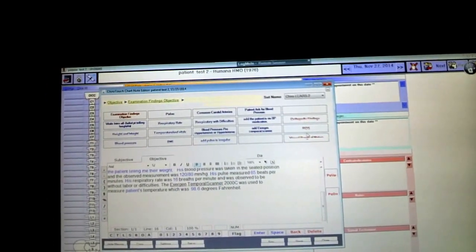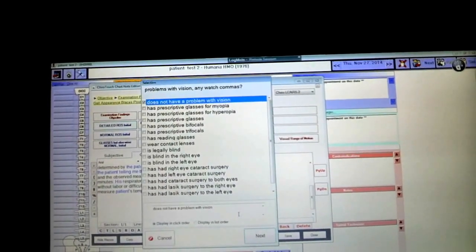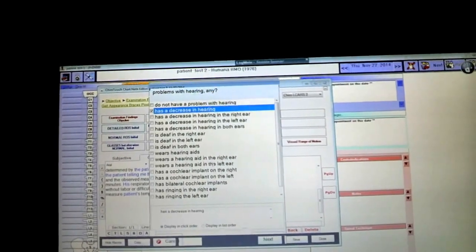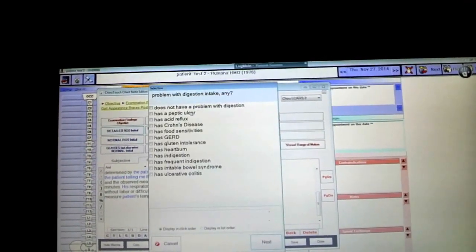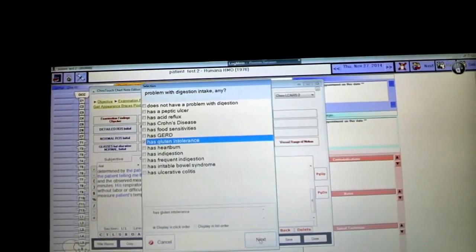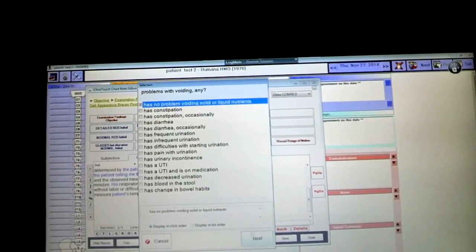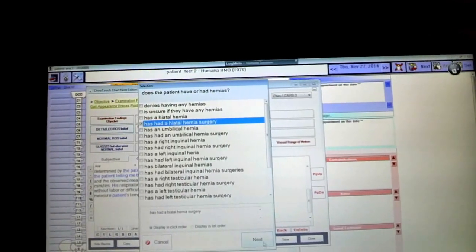From the review of systems, we can ask them if they have any problem hearing or smelling. We can say normal vision, they have decrease in hearing. We can also mention that they have no problems with smells. From there, we can ask if they had any digestive problems. Let's say they have a gluten intolerance. From there, we can go over that they have no problem with constipation or voiding. They have had surgery for a hiatal hernia.